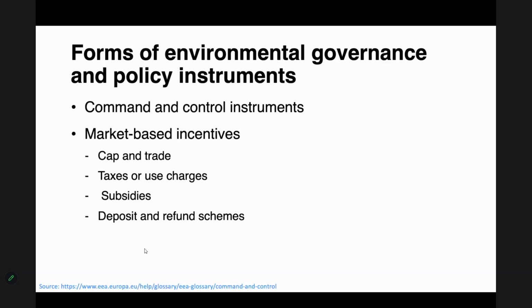So we have different types of instruments. We have command and control instruments, and we have the market-based incentives in addition to self-regulatory actions. These market-based incentives can involve, again, different things. And I'll quickly introduce some of these different methods.